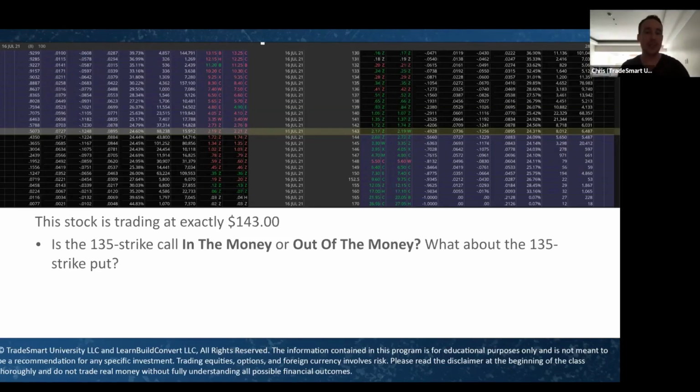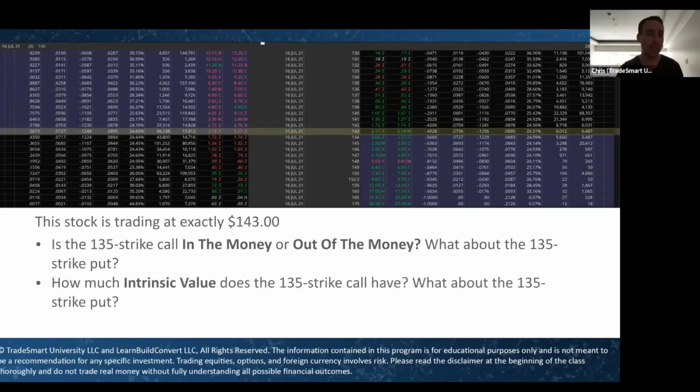Right, so the put option is out of the money. So how much intrinsic value does the 135 strike call option have? The stock's trading at 143. Exactly, $8 of intrinsic value in that option because you have the right to buy it at 135. It's trading at 143 in the market, so you could exercise your call option, buy the stock at 135, and then turn around and sell it in the market for 143. And you'll notice that the options here for the 135 strike call options are trading just above $8. So that makes sense. All right.